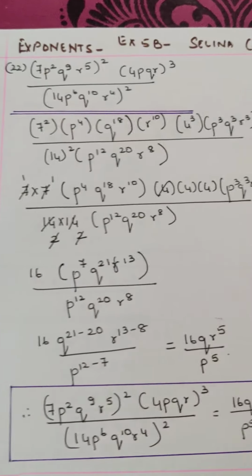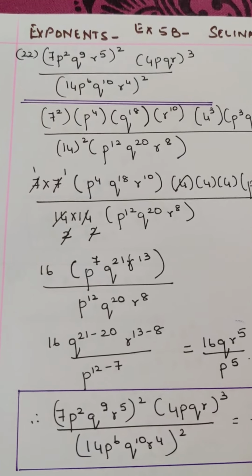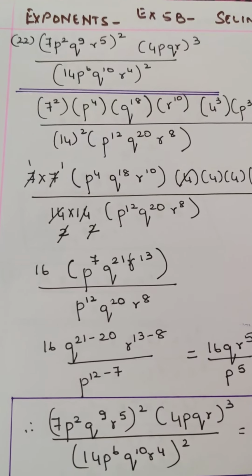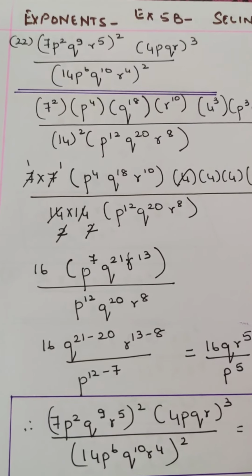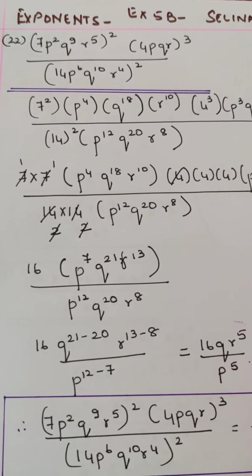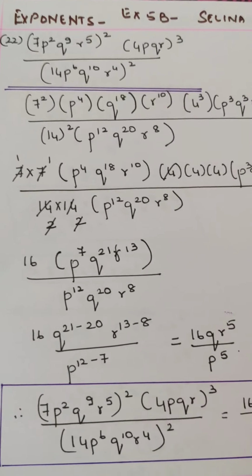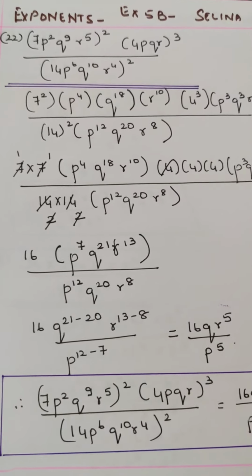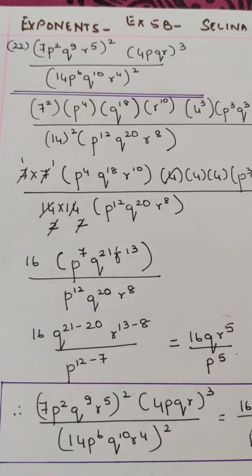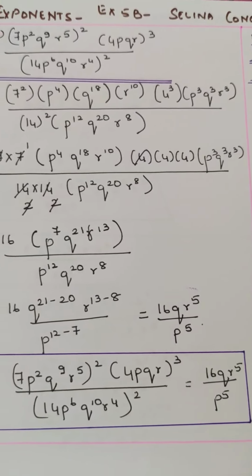Okay, now the last sum in this particular question, and I will do this and I will conclude this video. Question 4, I will take it up in the next video. (7p square q to the power of 9 r to the power of 5) the whole square into (4pqr) the whole cube by (14p to the power of 6 q to the power of 10 r to the power of 4) the whole square. Again guys, this is all multiplication and simplifying it, so just check what I have done, and the final answer comes to 16q r to the power of 5 by p to the power of 5.